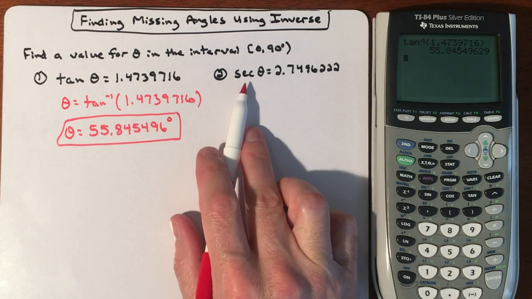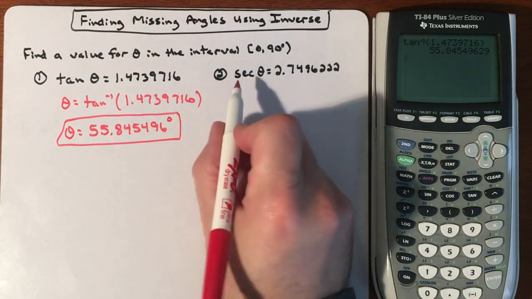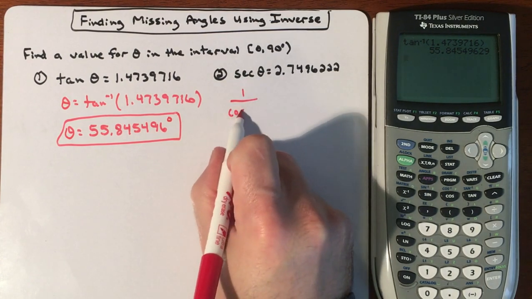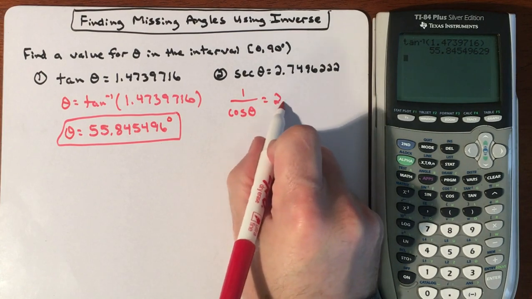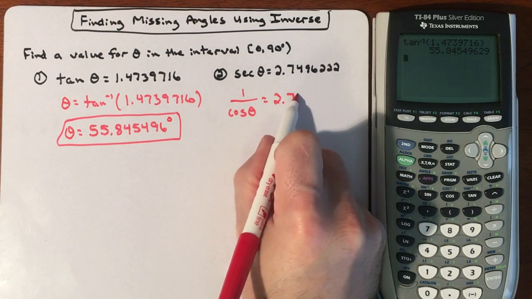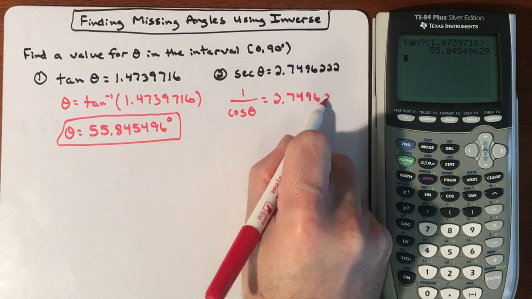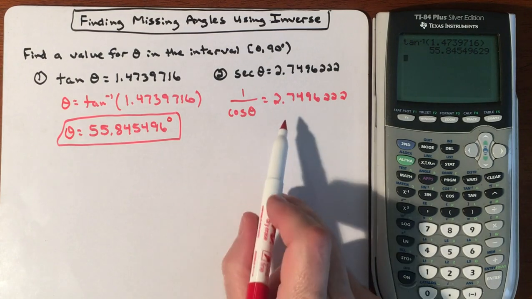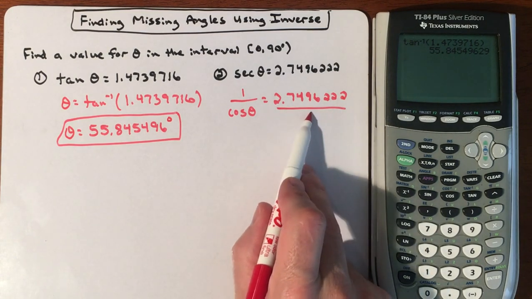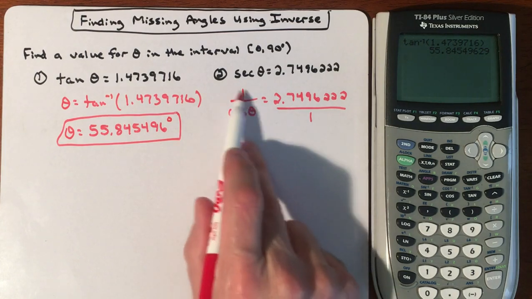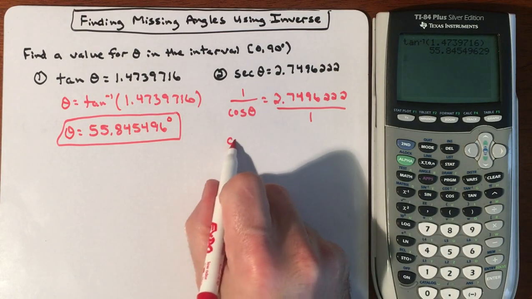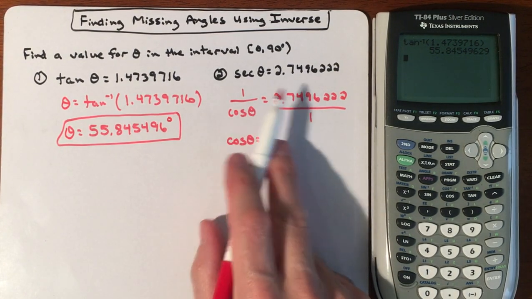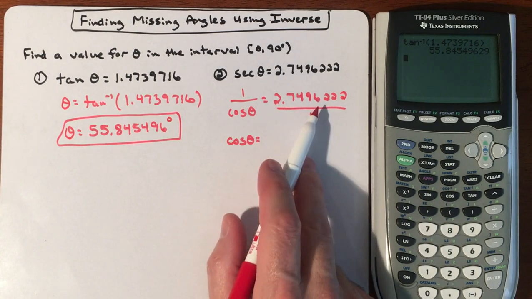Secant. Secant's a little trickier because there is no inverse secant button on here. So we have to remember the fact that secant is 1 over cosine. So now we're trying to figure out how to solve this. One thing we can do is basically put this over 1 and flip this fraction. If we flip this fraction, because we have to be consistent, if you flip this fraction, you flip this fraction, they're still going to be equivalent to each other.